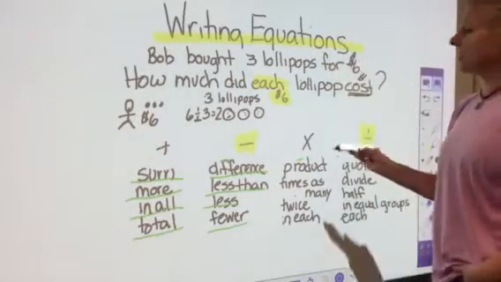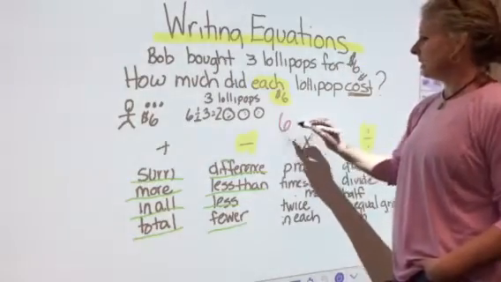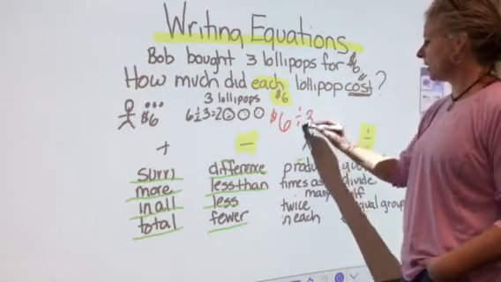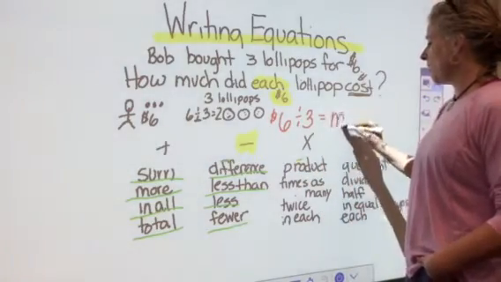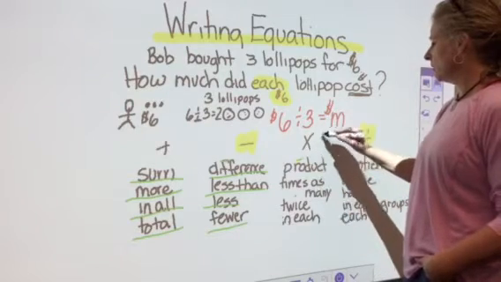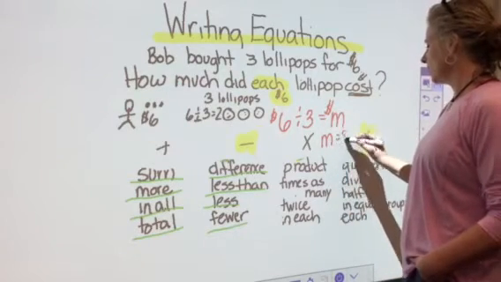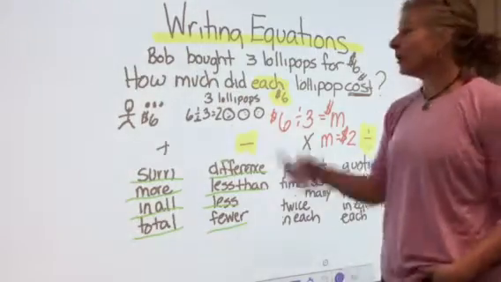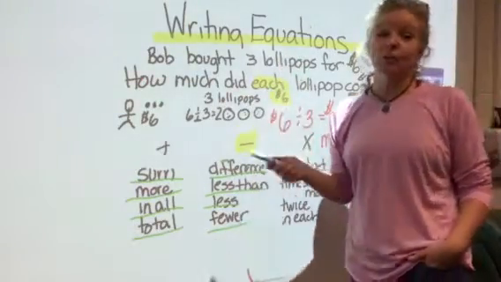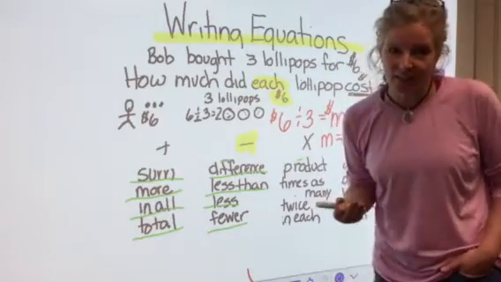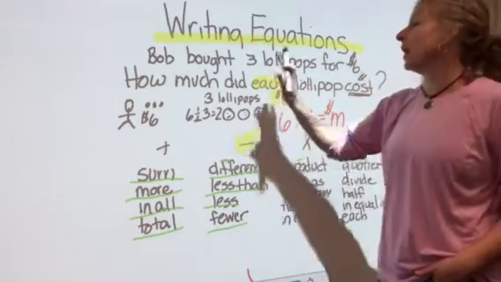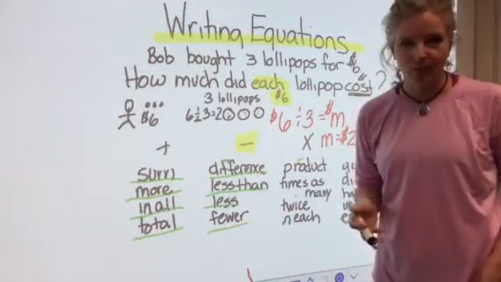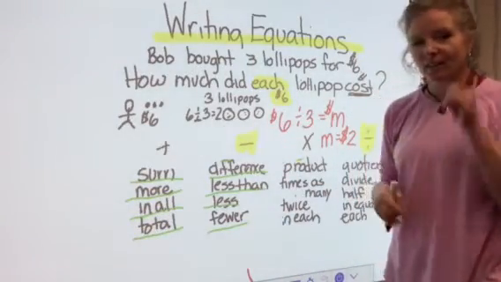So the equation that I'm going to write is $6 divided by 3 lollipops equals M amount of dollars, with M equaling $2. When I put words in with my numbers, there is a lot of thinking that's involved. Boys and girls, you have to look at the words. You can't just grab numbers out of here and start doing things with them. We're going to have to think. Let's try another one.